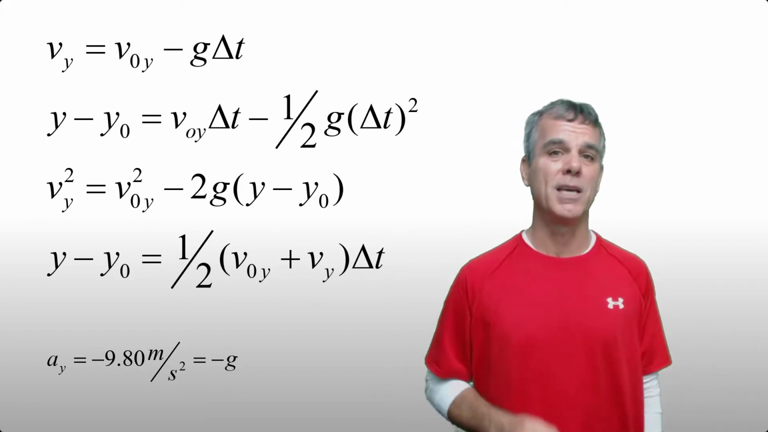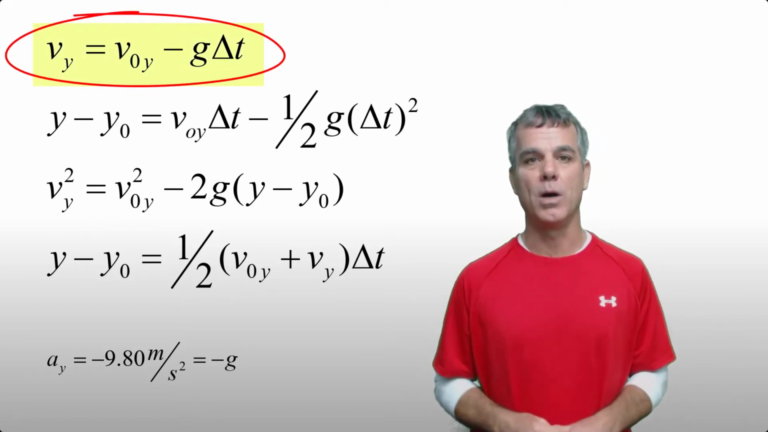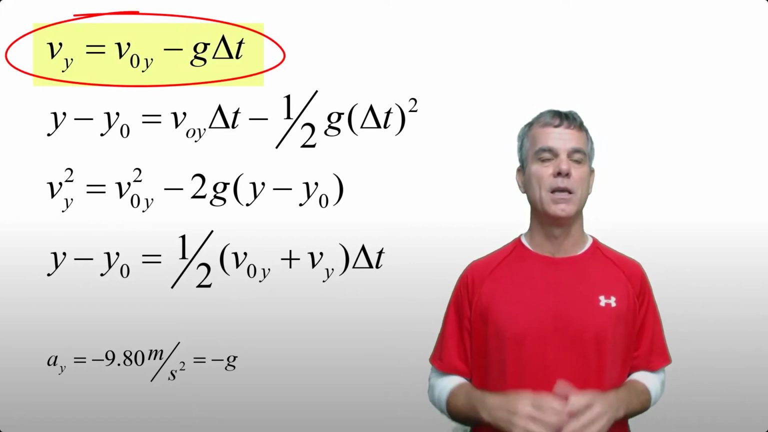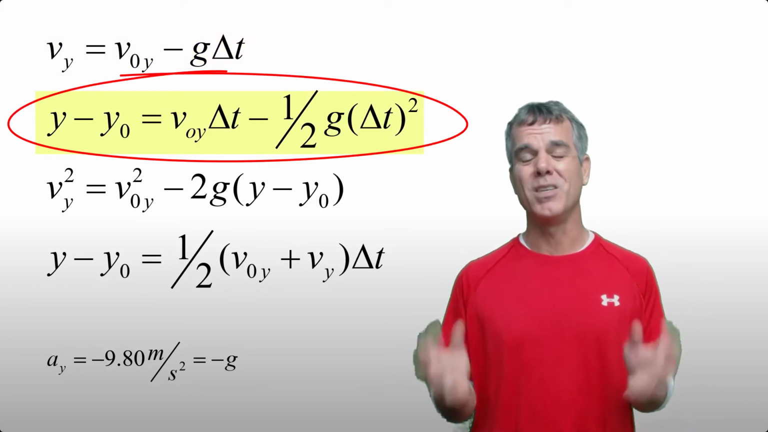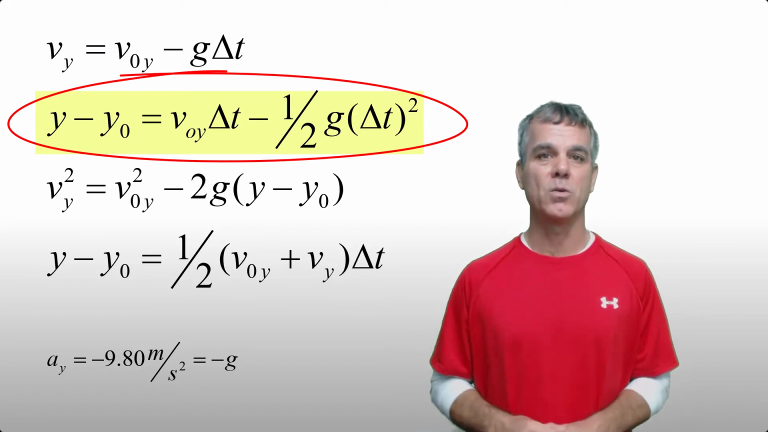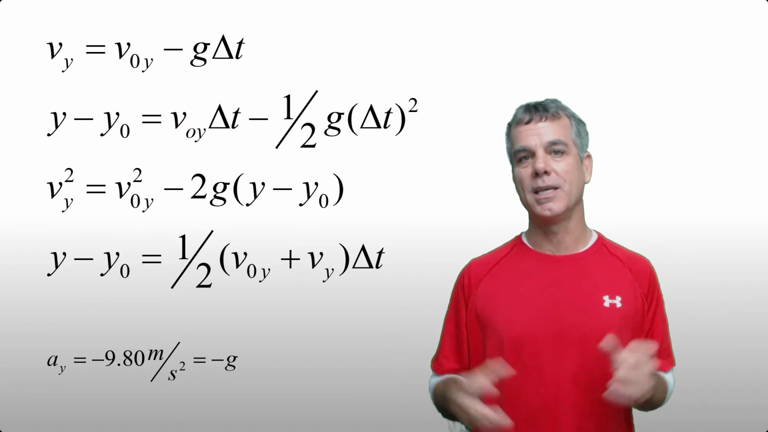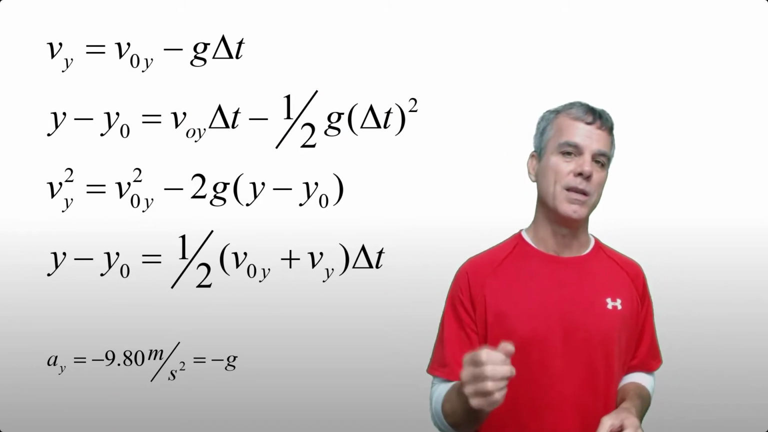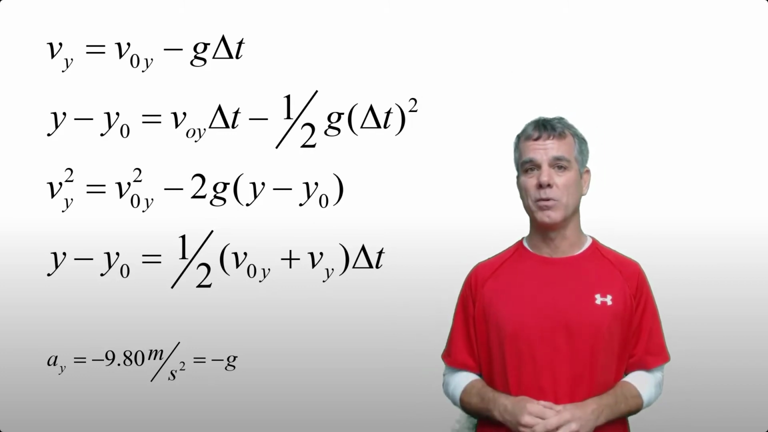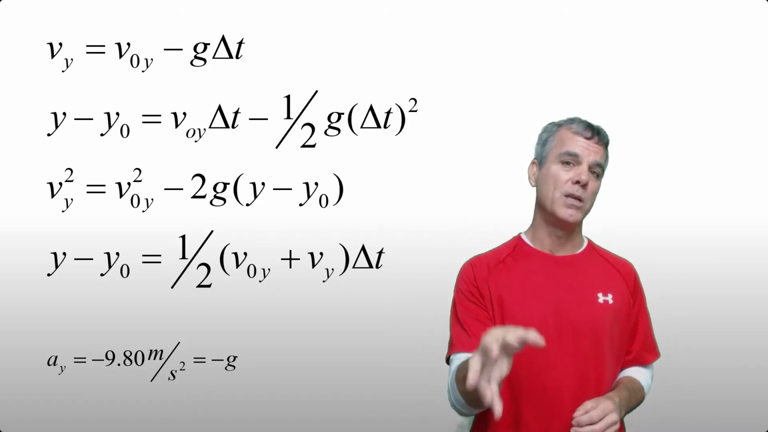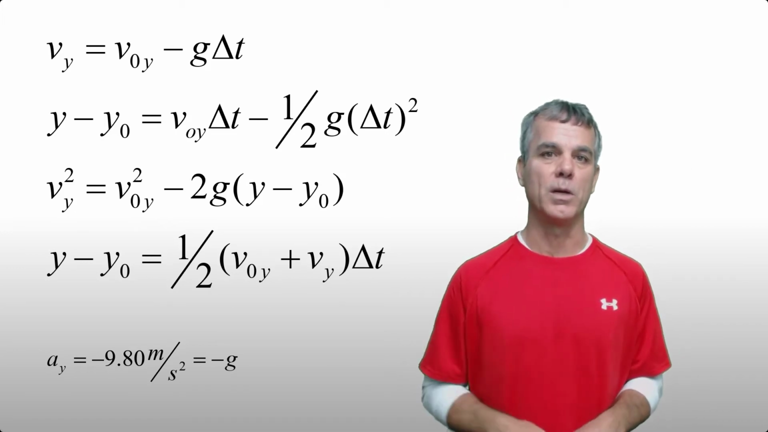So you may see some textbooks that have equations in the form of Vy equals V naught y minus g times delta t, y minus y naught equals V naught y delta t minus 1/2 g times delta t squared, and so on. Realize that these are exactly the same equation, except they've replaced Ay with negative g. Like I said, personally, I like to keep the equations the same as they were before and just realize that we know the acceleration is -9.8 meters per second squared.